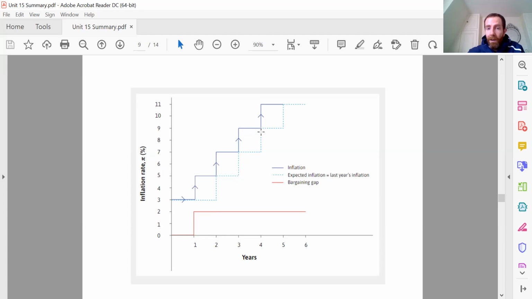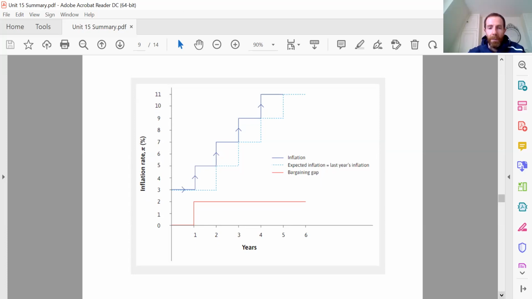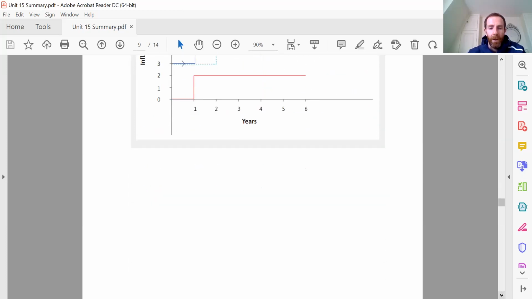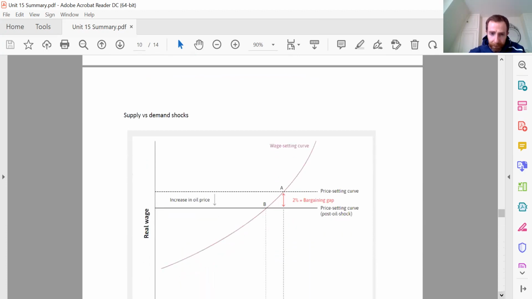And this is just going to carry on and on and on, unless something happens which brings this bargaining gap back down to zero. So how could that happen? Well, it could be that the initial aggregate demand boost just disappears for some reason, or the government or the central bank could step in to try and close that bargaining gap. And that idea of the government stepping in is something we're going to talk about more in later parts of the video.